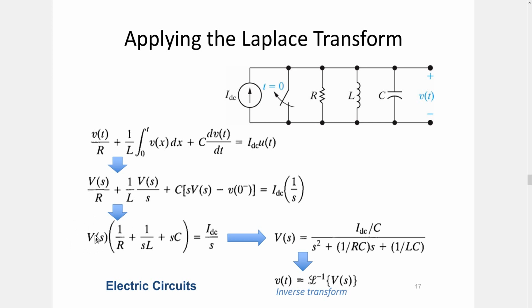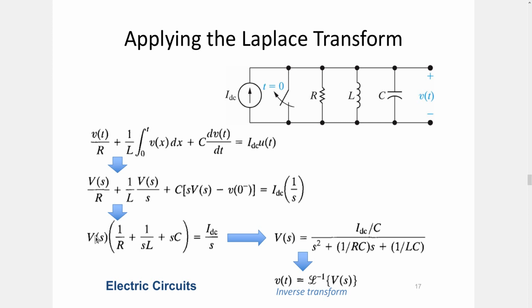V(s) times 1 over R plus 1 over sL plus sC equals IDC over s. So from here, I'm assuming that we know the IDC as it's the input to the system. We can define V(s) as IDC over C divided by s squared plus 1 over RC s plus 1 over LC. Okay, and knowing this in the frequency domain, the solution of the V(s) will be this.